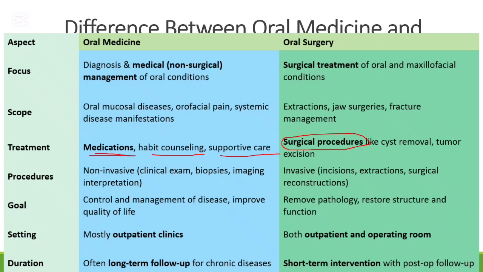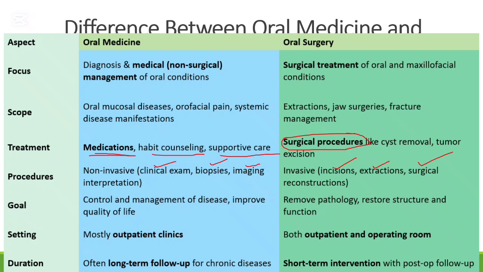So we do the non-invasive stuff, which is clinical examination, biopsies, imaging, and imaging interpretations, whereas oral surgeons are involved with invasive stuff like incisions, extractions, and surgical reconstruction. The goal of oral medicine is to control and manage disease and improve the overall quality of life of the patient. Whereas in oral surgery, it is the removal of pathology and restoring the structure and function.